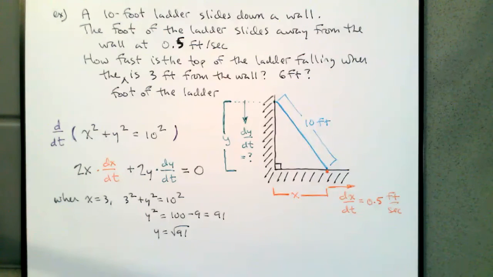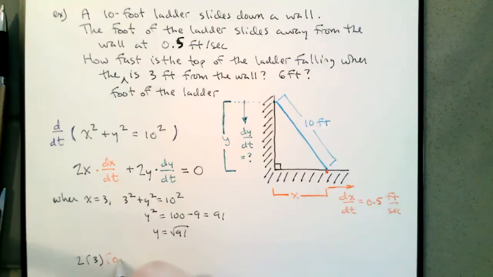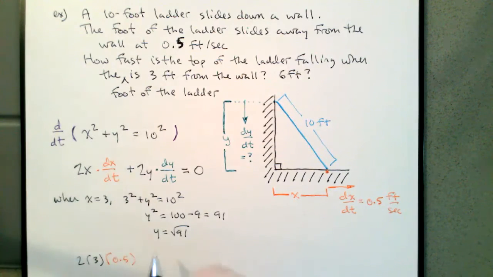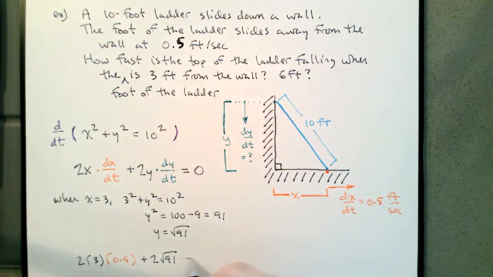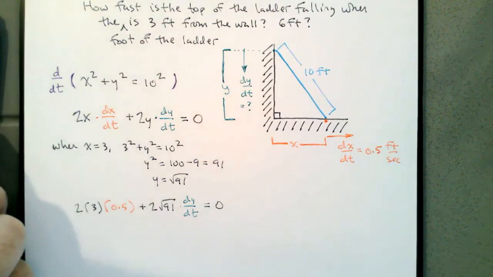Now we just have to put the 3 things that we know into the equation and solve for the 4th thing that we don't know. So we have 2 times x is 3. Dx dt is given at 0.5. 2y will be 2 times the square root of 91 times dy dt, which is what we're looking for. And all this is equal to 0. So I plugged in the 3 things that I know to find the 4th thing that I'm looking for.